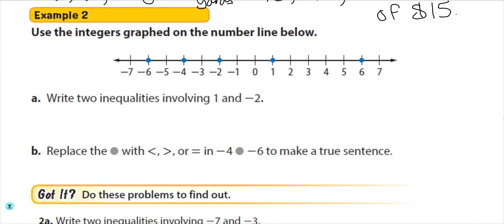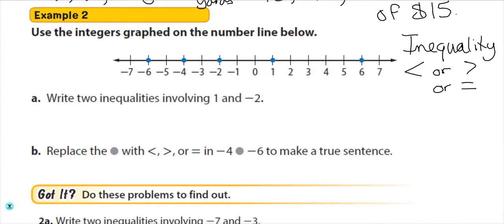Okay, so we're going to use the integers graphed on the number line below. Part A says to write 2 inequalities involving 1 and negative 2. Well, what exactly is an inequality? Let's make a little note over here in case we forgot. An inequality can be the less than sign or the greater than sign or the equal sign.